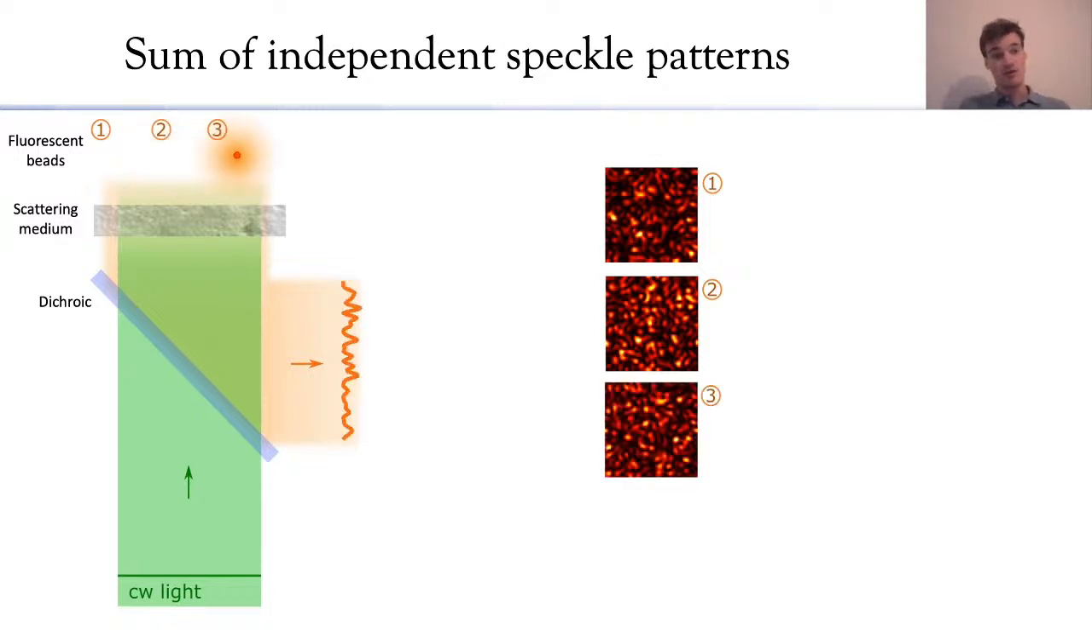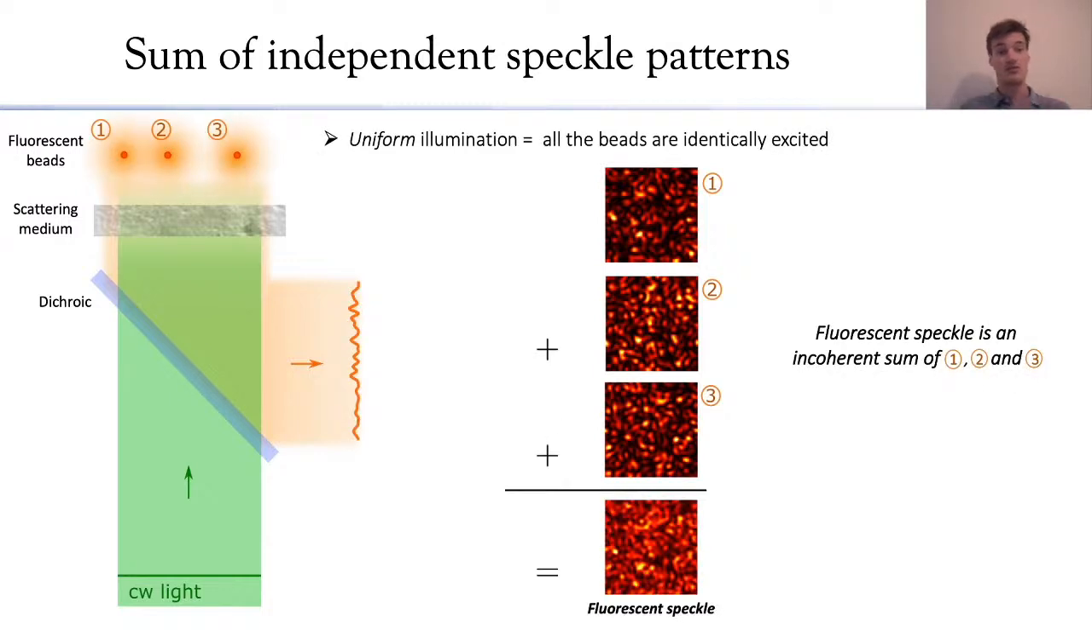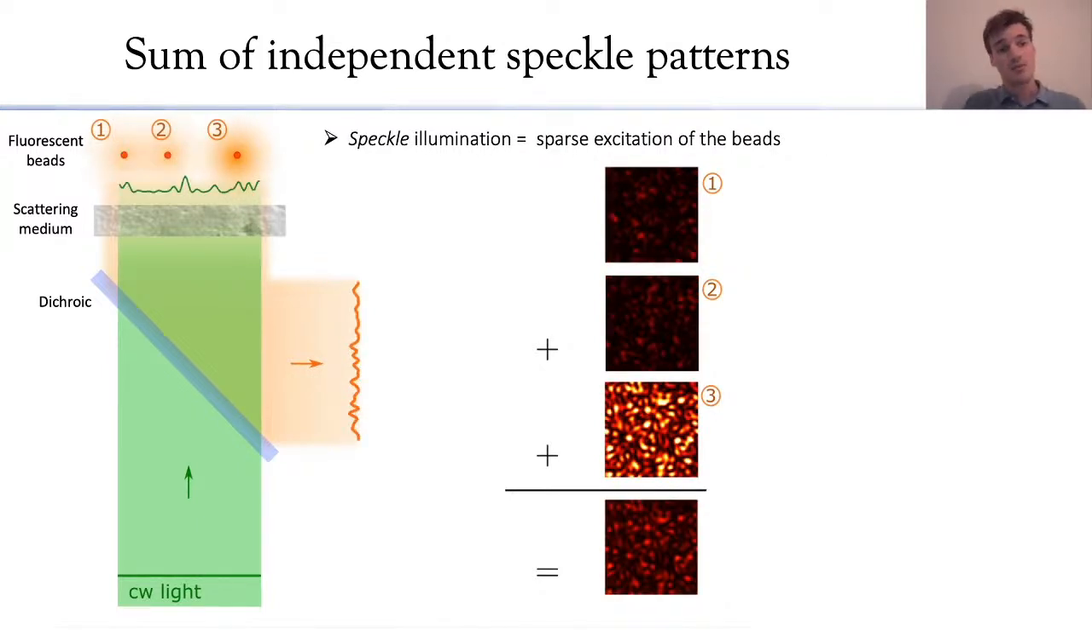And now you can place 3 beads behind the scattering medium, excite them uniformly with the same weight, the same intensity. And what we get here on the camera is the fluorescent speckle, which is the sum, the incoherent sum, of all the fluorescent speckles emitted by the different beads. And now we use coherent light, so what we actually get in the plane of the beads is not a uniform excitation, it's not a plane wave. We don't have a uniform excitation for all 3 beads. We have something which looks like a speckle pattern, so you might end up with something like this, where one bead is more excited than the other ones. So in that case, for instance, bead number 3 is more excited than 1 and 2, and then it will contribute more to the overall speckle you can detect on the camera.